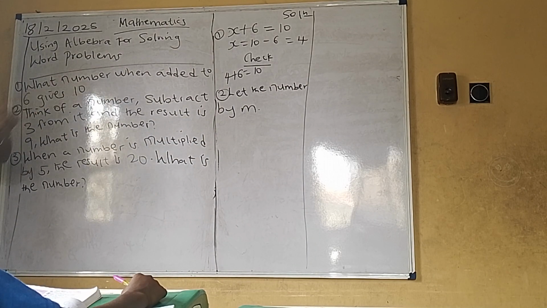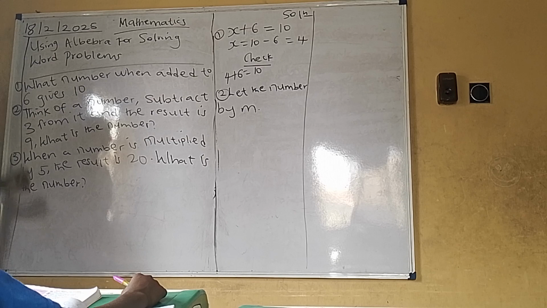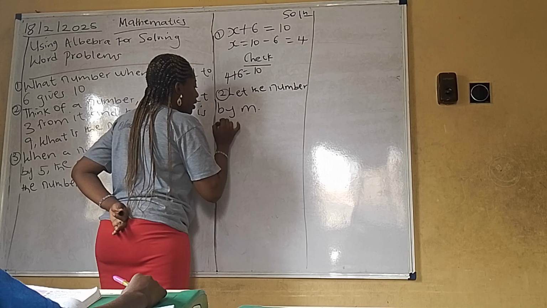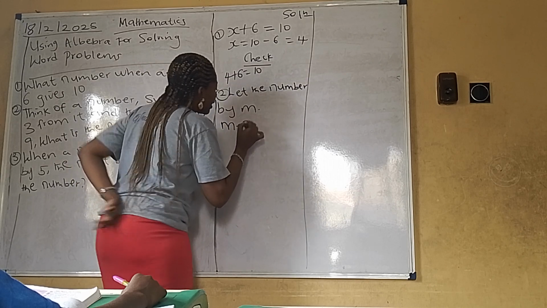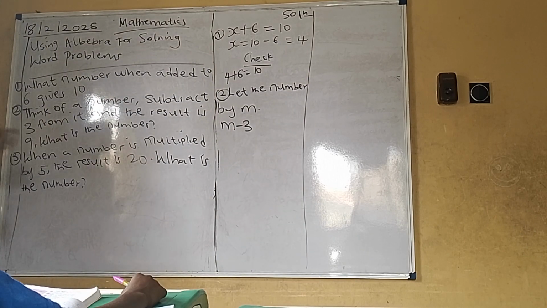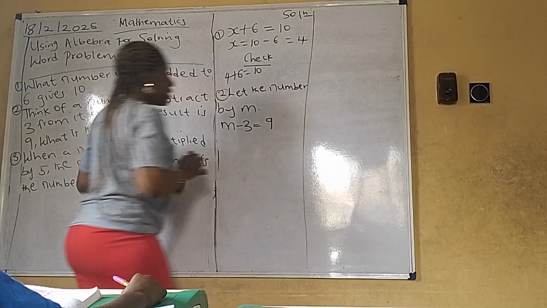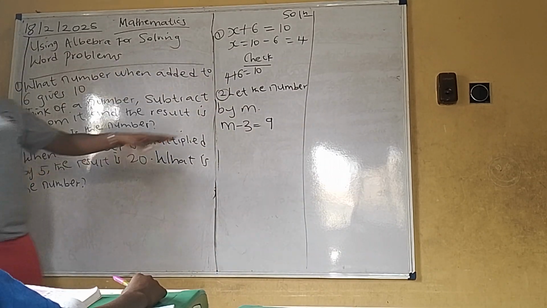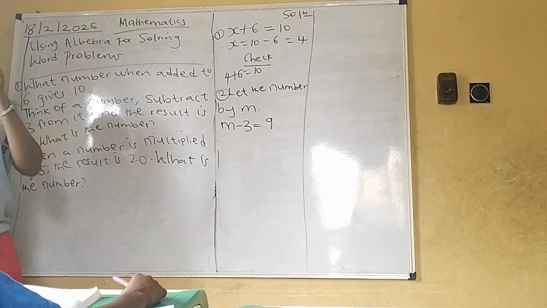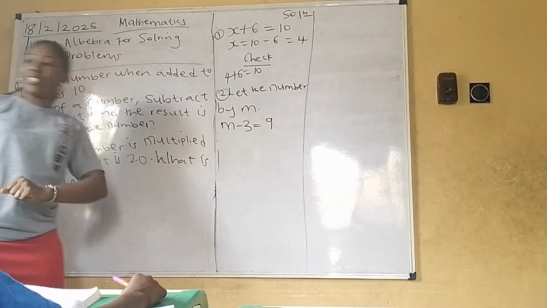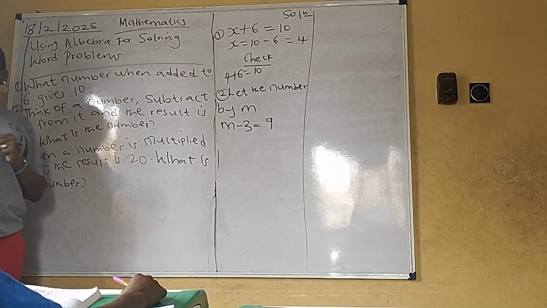They say think of a number. We have thought of a number which is M. Subtract 3 from it, and the result is 9. We are removing 3 from M. The result is what? 9. What is the number? How do we get that number?